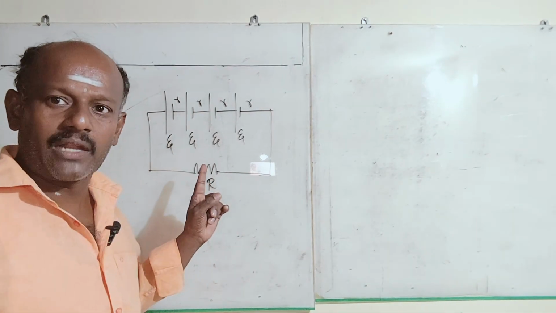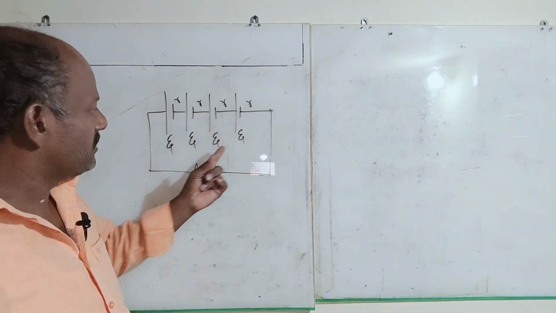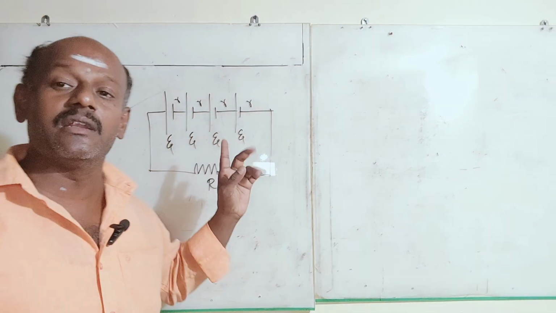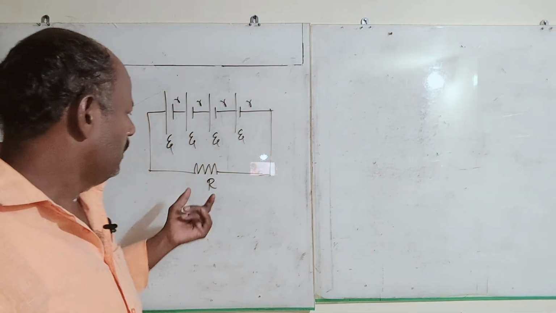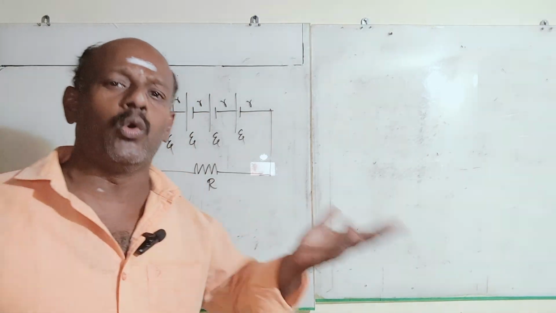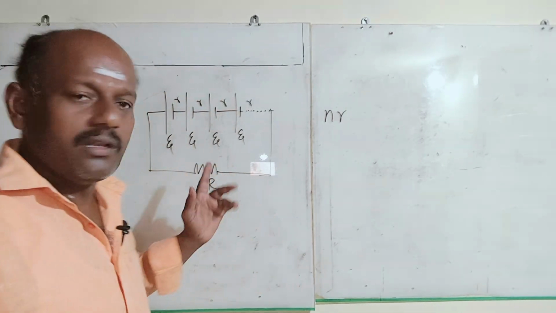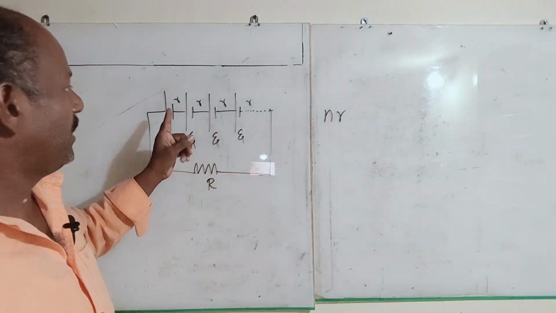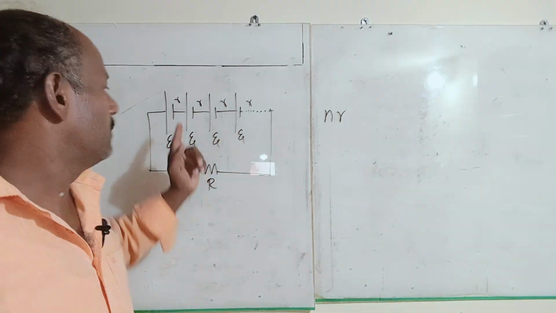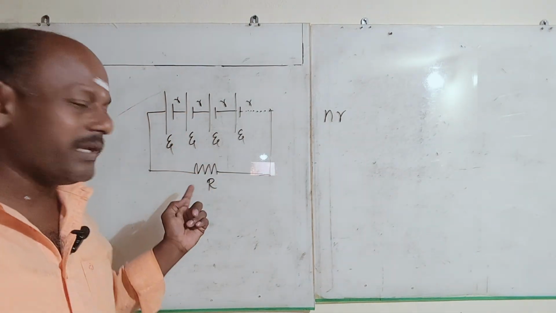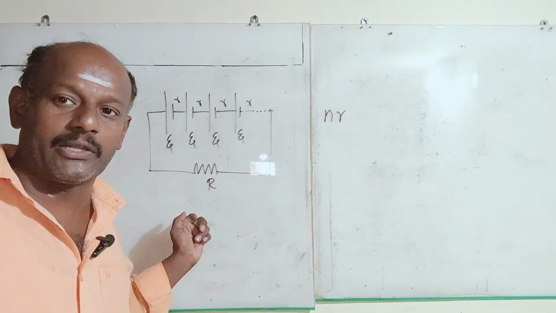From the diagram you can understand. E is the EMF of each cell and small r is the internal resistance of each cell. Now capital R is the external resistance I have connected. The R would be any load. So here we have n number of cells connected in series. Each cell has an EMF E and internal resistance r. Now it is connected with an external resistance capital R.